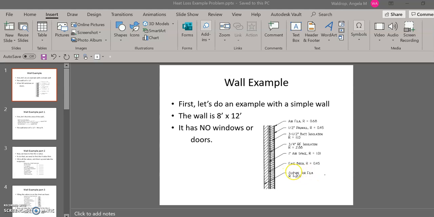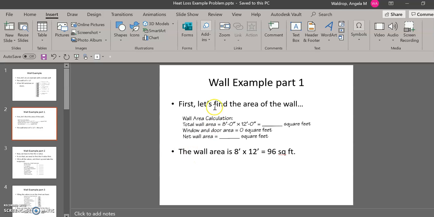So we're going to use these two values that I'm looking at right now, this 0.68 and this 0.17. We're going to use that for all the examples that we're going to do. Okay, the first step is to find the area of the wall. So if we take the area of the wall, it's going to be 8 feet by 12 feet. And if we do the math, 8 by 12 is going to be 96 square feet.